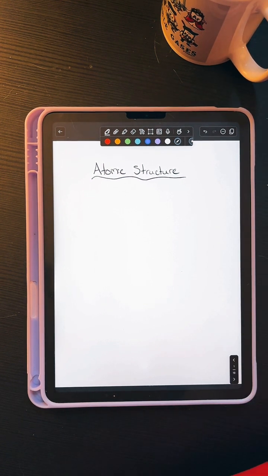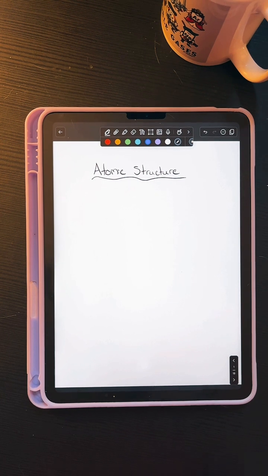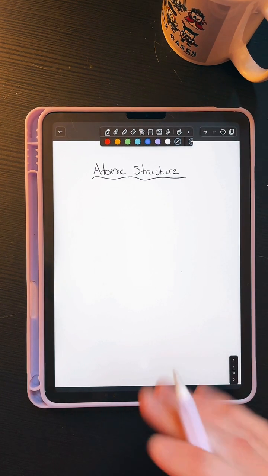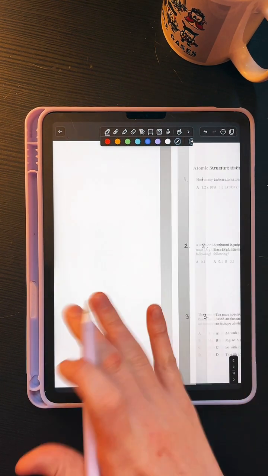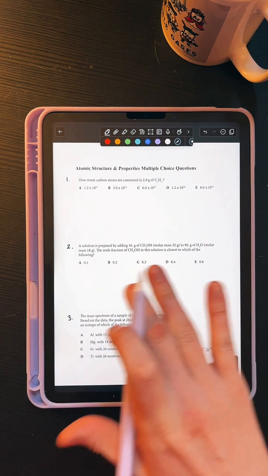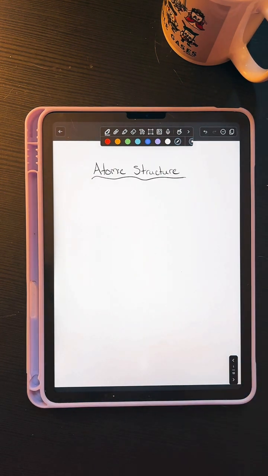So let's go ahead and get started. We'll start talking. Again, this is going to be a very brief overview of atomic structure and everything you need to do in Unit 1. And then we'll go through a bunch of practice problems. We have about 25 or 26 multiple choice and a few free response.